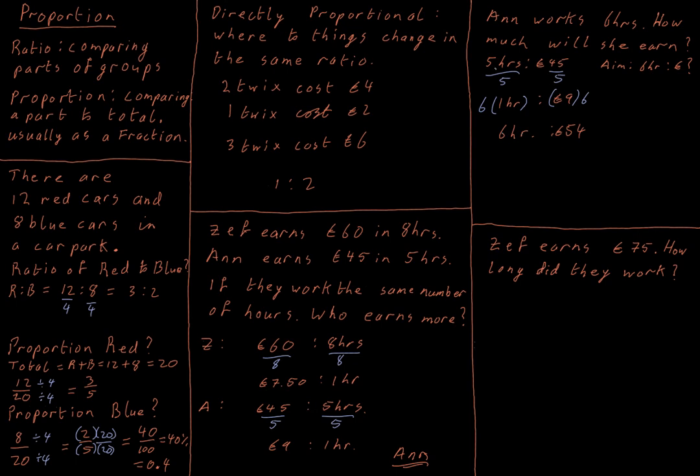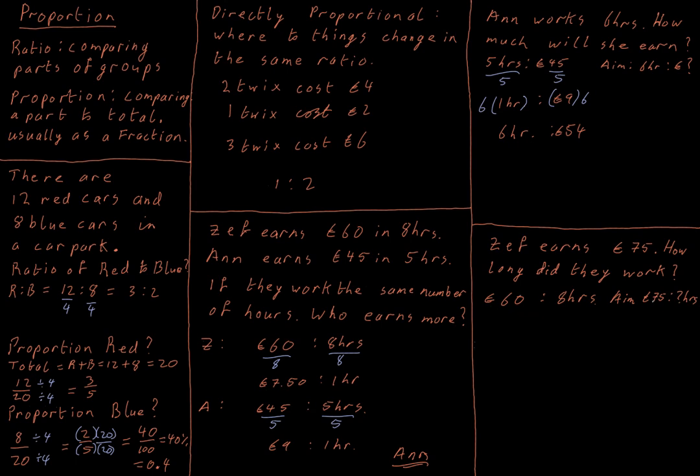So very important part. In 5 hours, we earn €45. That's when I'm asked my question, I write down what I know and I write down my aim. So I'm telling myself the story of what I need to do. Now, Zef earns €75. How long did they work? So we know that Zef earns €60 in 8 hours. And our aim, again, is if they earn €75, how many hours would that equate to? So I've written down what I know and what I need to find.